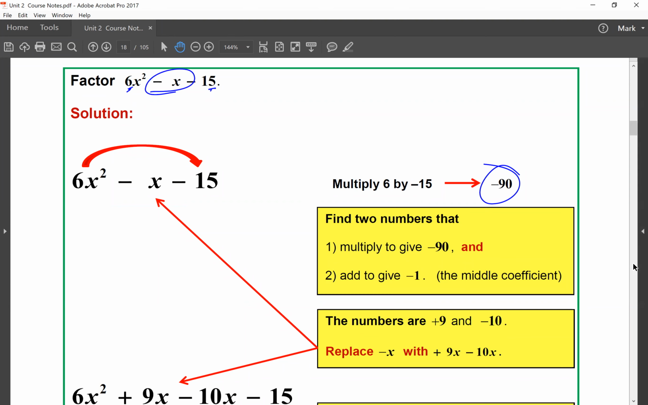But the answer to this is 9 and negative 10. 9 times negative 10 is negative 90. 9 plus negative 10 is a negative 1. So it works. These are my two numbers. Now, this is where it's new.